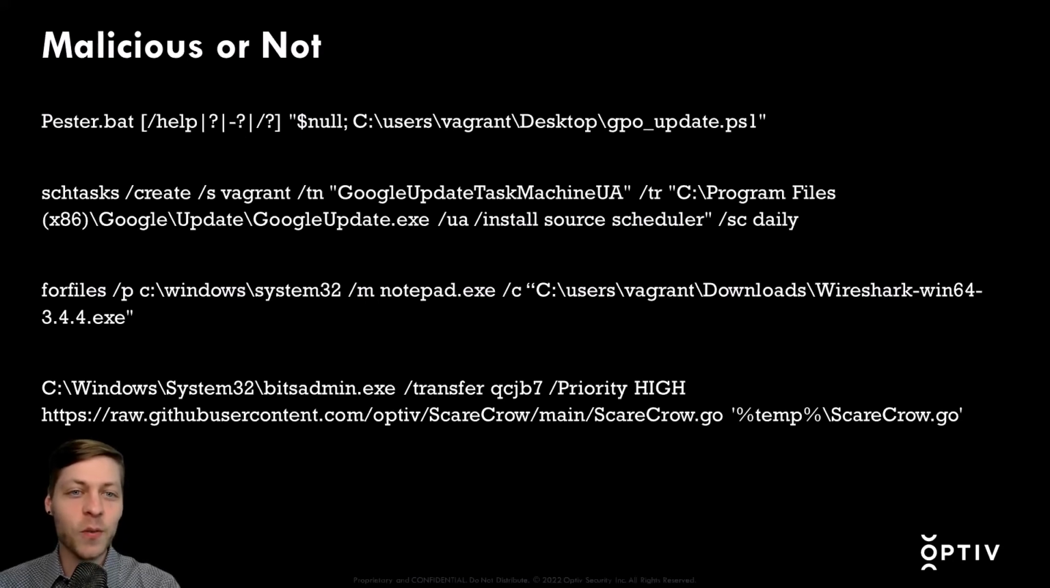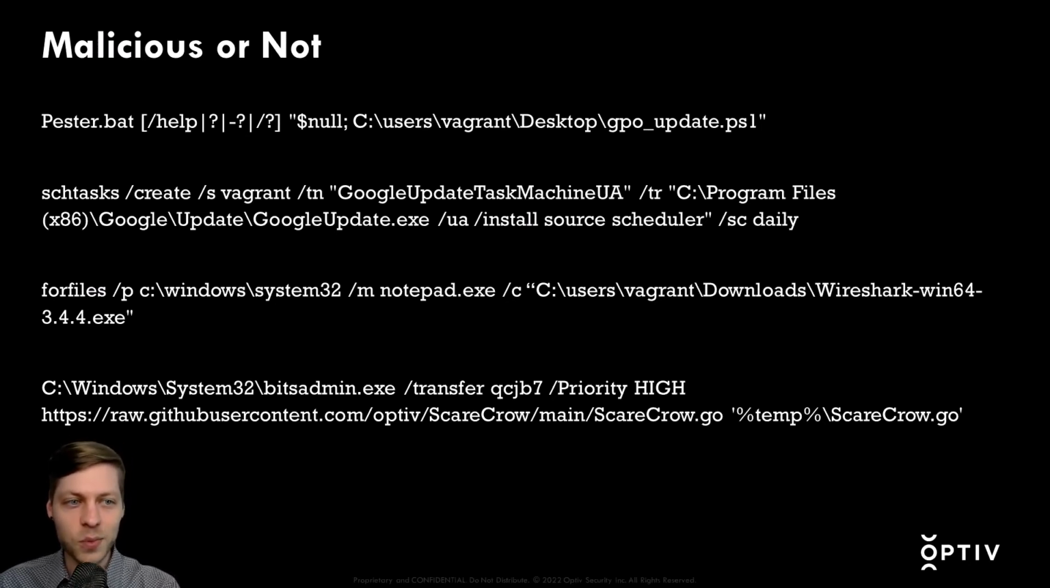So let's take a little bit of what we know so far and play a game of malicious or not. So our first option there, pester.bat. Pester.bat is actually a PowerShell module that's present on most Microsoft Windows systems. Those help options are kind of your specific switches that need to be added. And then what's going to happen is it's going to run whatever comes after that null semicolon character there. So in this case, we would assume it's malicious, but without knowing the exact contents of that PS1 script, we can't say for certain.